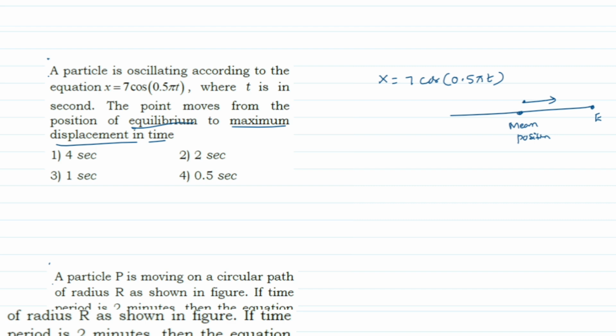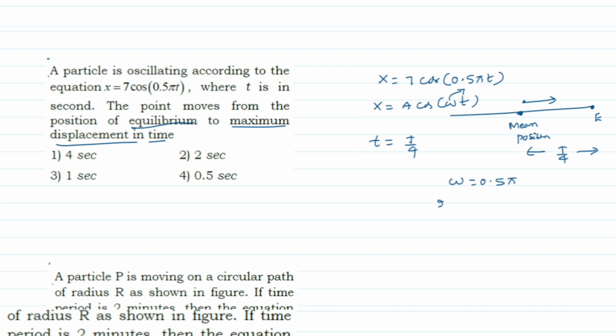From the mean position to the extreme position, the time taken is T by 4 seconds. So the time is T by 4, that we need to calculate. Here the general equation is x equal to a cos omega t, so instead of omega we have 0.5 pi. You just substitute omega equal to 0.5 pi.